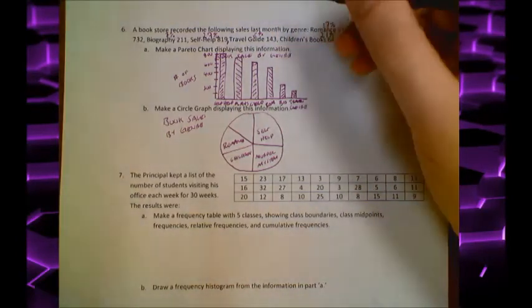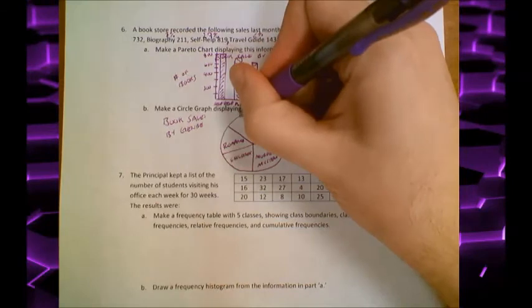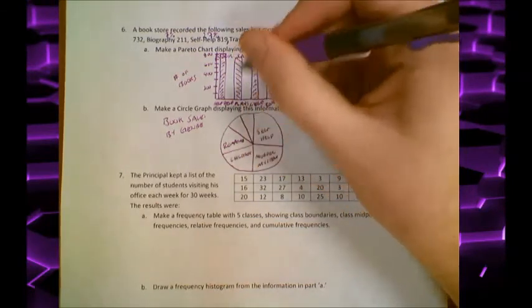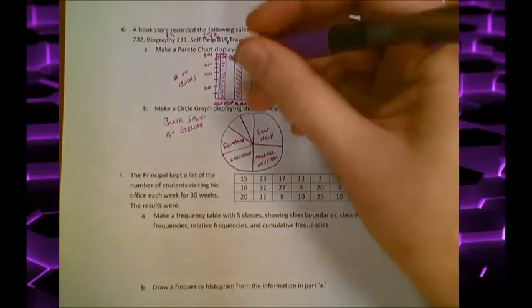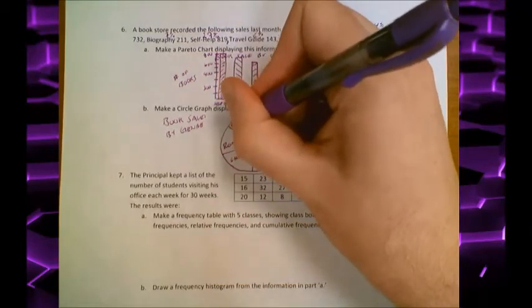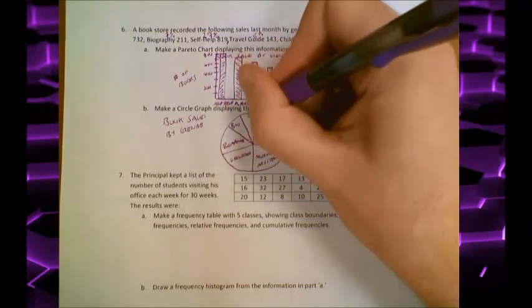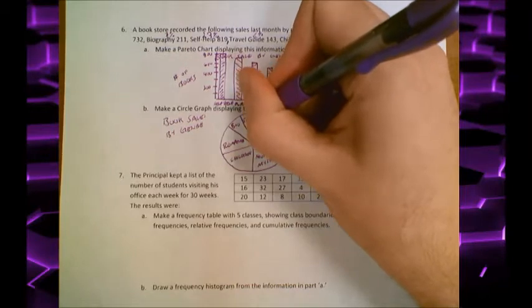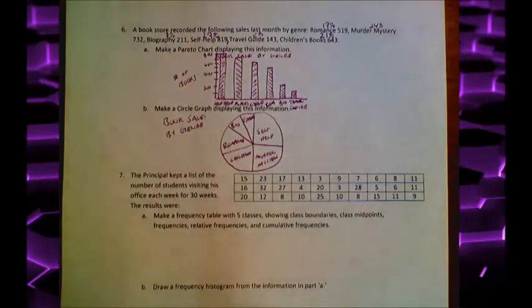And then the last two are going to be 7 and 5, so one's a little bit larger than the other one. And again, these are by no means perfect here. So this is bio, this is travel. Those are the labels there.